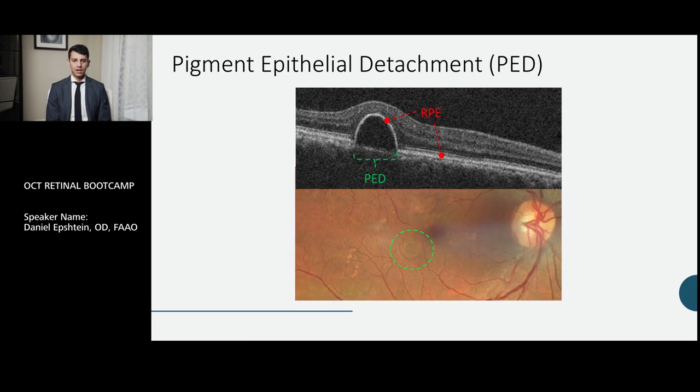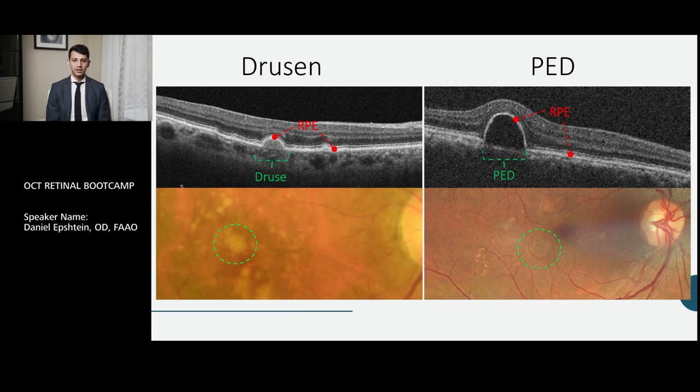A pigment epithelial detachment looks very similar where the RPE is raised, but looking at them back to back, you can see that the PED is hyporeflective because it's serous fluid, whereas the druse is going to be more hyperreflective because it's full of lipids and other byproducts. So with OCT, it's really easy to tell the difference between the two.